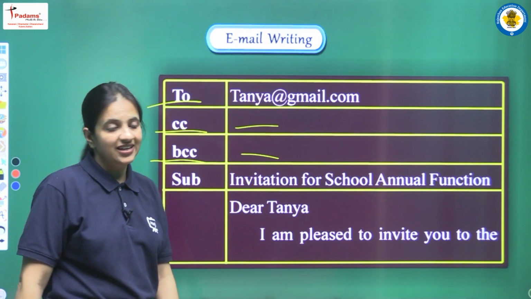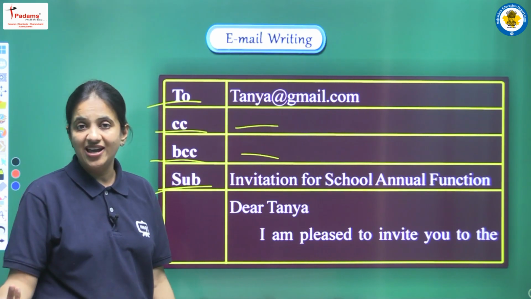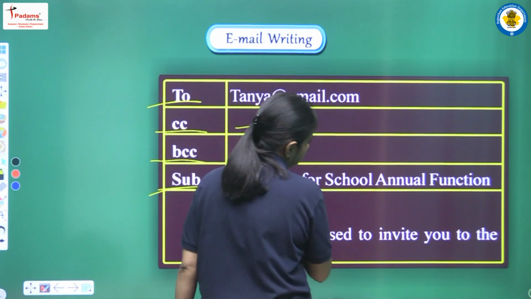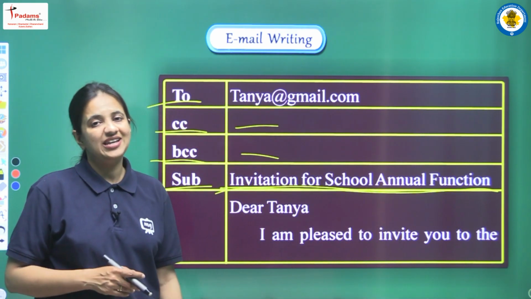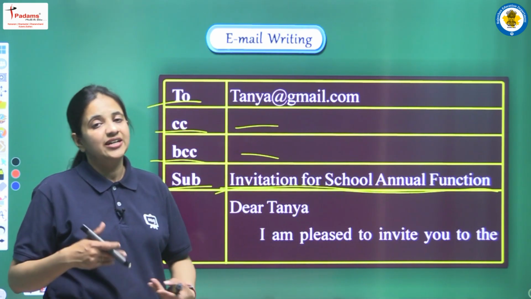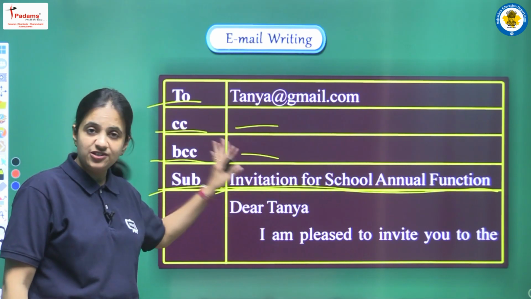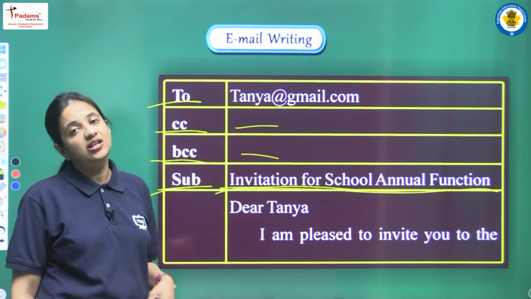leave blank. Next we are writing the subject. So what is the subject? Why we are writing this email? So the subject is invitation for school annual function. So this is the subject, or we can say this is the purpose, that why we are writing this email. After that, in this space we have to write our subject matter. Here we have to write all the details.